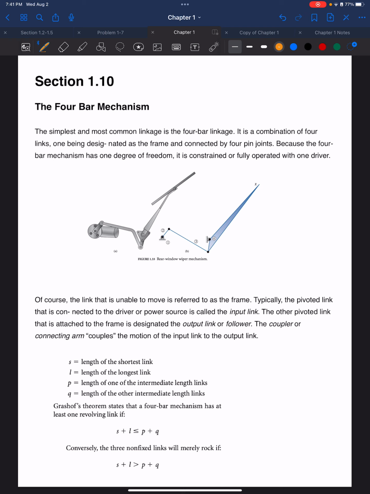It's a combination of 4 links, one being designated as the frame, connected by 4 pin joints. Because the 4-bar mechanism has 1 degree of freedom, it's constrained or fully operated with 1 driver. Typically the pivoted link is connected to the driver or power source, and it's called the input. And the other pivoted link is attached to the frame and is designated as the output link or follower.